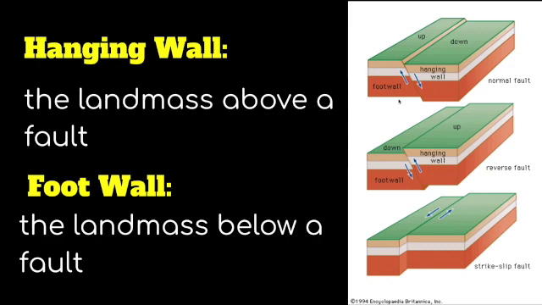Now let's take a look at these pictures, and you will see what is called a normal fault. In a normal fault, the hanging wall is down and the foot wall is up. Okay? The hanging wall is down, the foot wall is up. And you might say, well, the hanging wall doesn't seem to be the landmass above the fault. It is, because I will show you down here on the reverse fault. This is where the foot wall is down, the hanging wall is up.